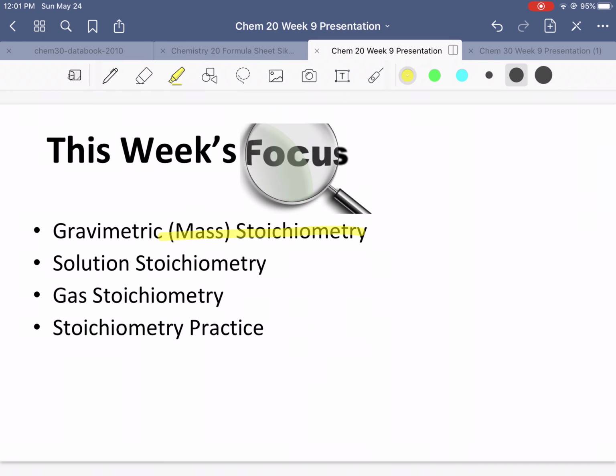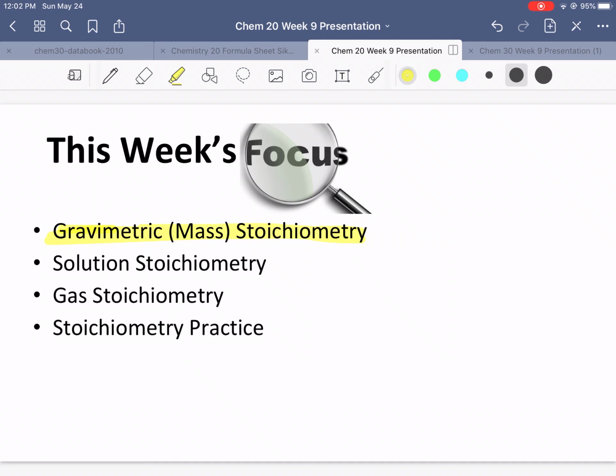Now, our focus today is going to be still on stoichiometry. And stoichiometry means that you're looking at mole ratios from a balanced chemical reaction and then essentially comparing the amount of one reactant or product to another reactant or product. This one has a fancy word with it, gravimetric, and that just means let's not just look at amounts, but let's then convert those amounts to masses.